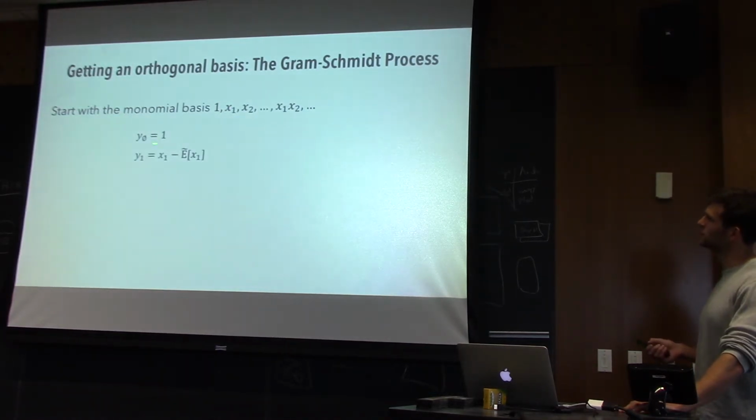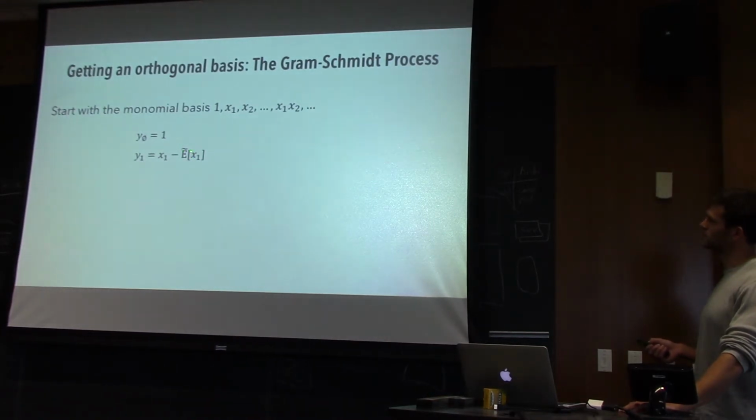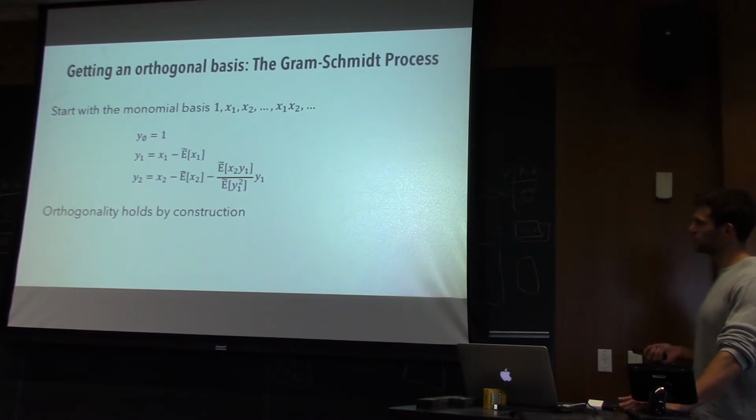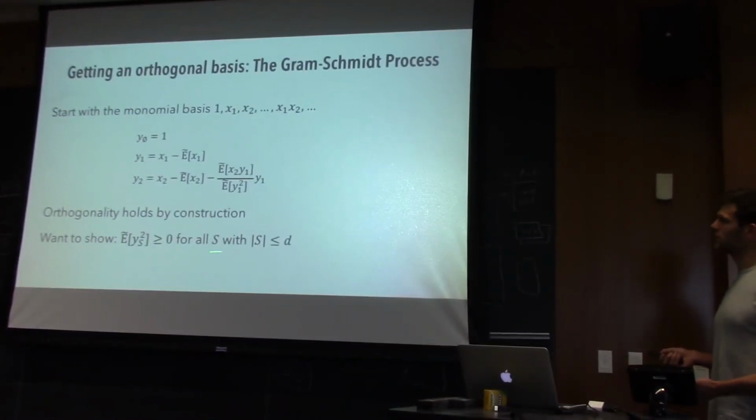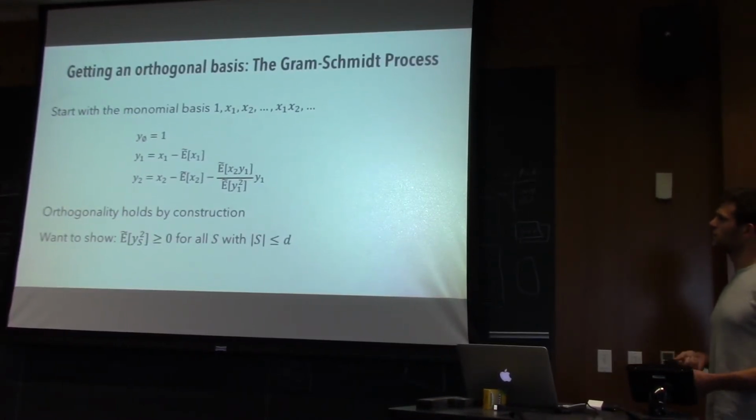So here's what you start with, and you subtract off the component of x1 in the direction of the previous guy, and you continue in this manner. And orthogonality will hold by construction. So that's kind of nice. So then you just need to show that this positivity thing holds. So I want to show this: for every basis element, the pseudo-expectation of that guy squared is at least 0. Sorry.